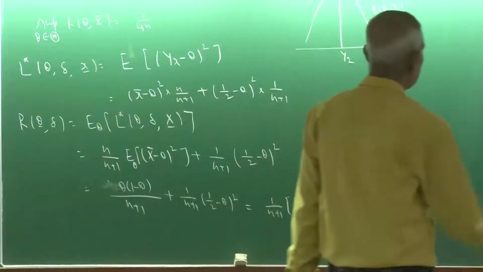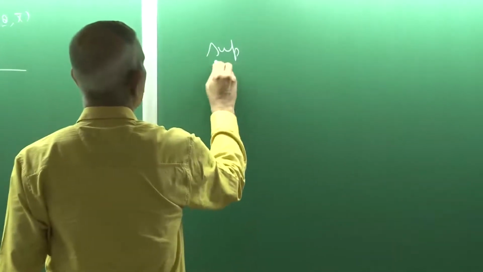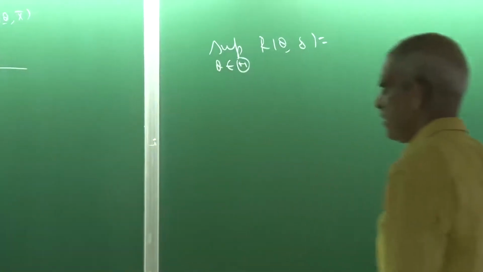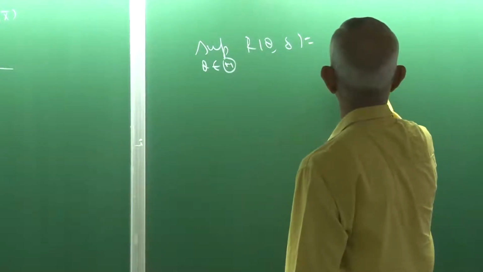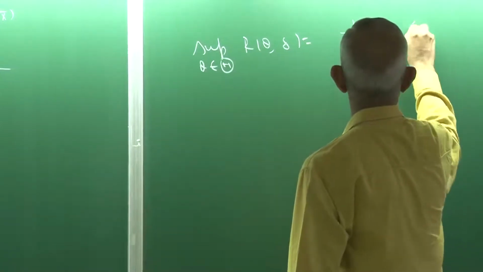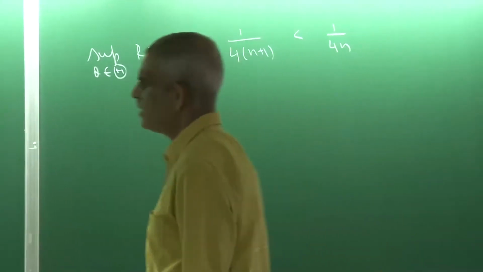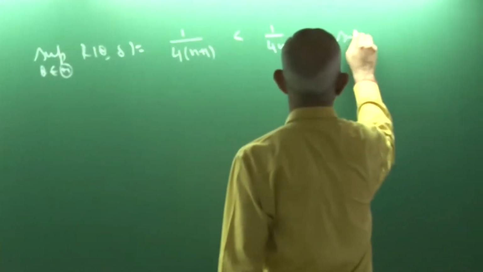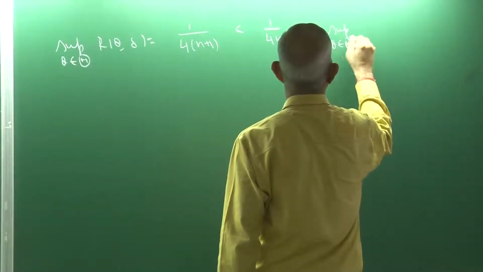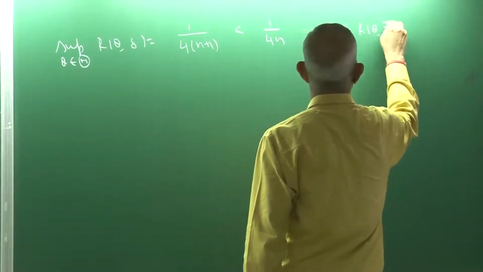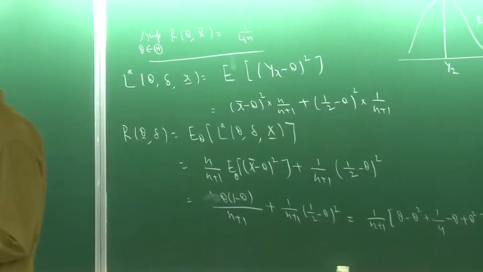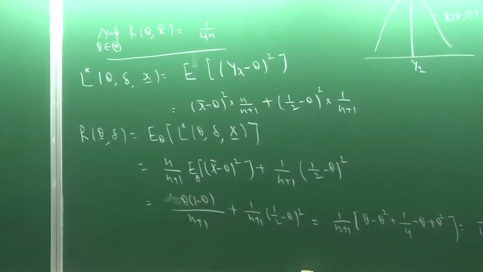So what is the supremum over theta belonging to capital Theta of R(theta, delta)? This is nothing but 1 upon 4 times n plus 1, which is certainly less than 1 upon 4n, which is nothing but the supremum risk of x bar. So that means in terms of a supremum risk, delta estimator performs better than the x bar.